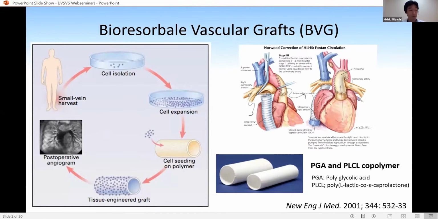Our topic is the bioresorbable vascular graft. We have already succeeded in the first clinical application of BVG for patients with congenital heart disease. The BVG was composed of PGA and PLCA meshed copolymer, and bone marrow-derived mononuclear cells were seeded on the polymer scaffold. The BVG was implanted between the pulmonary artery and inferior vena cava as a Fontan operation. However, BVGs have not yet been clinically applied to the arterial circulation.